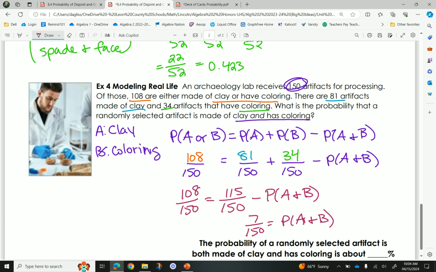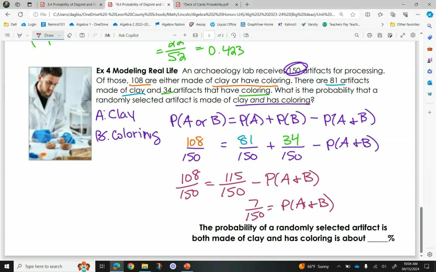That wasn't the question though, was it? So we're not wrong, we're just not done. If we know 7 of them have it, for the probability of that, we divide out of 150. What did you get? About 4.67% or 4.7%? Yeah. 0.047.